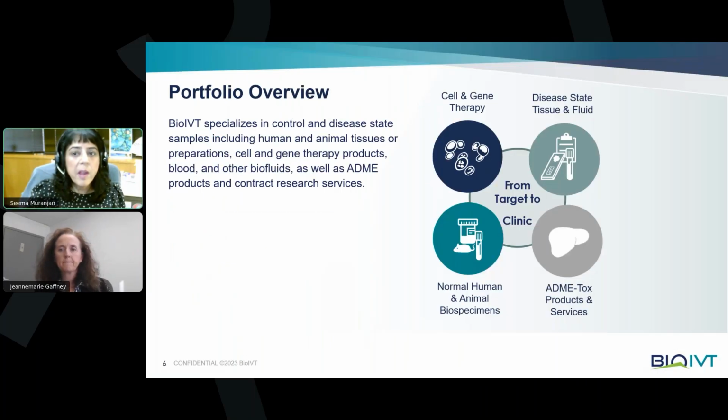Here is a snapshot of the area of BioIVT's portfolio, including products used in cell and gene therapy programs, normal and disease state biospecimens, and products and services to evaluate the ADME properties of drugs and prepare for IND submissions. Our ADME group has the industry's largest portfolio of hepatocytes, subcellular fractions, and recombinant enzymes, as well as other products to support ADME tox and DMPK research.